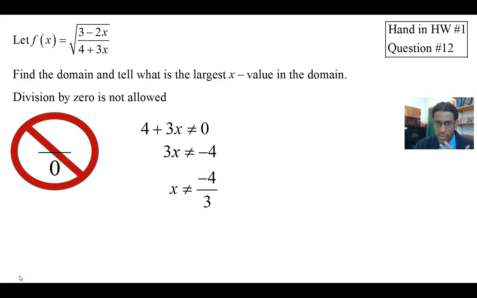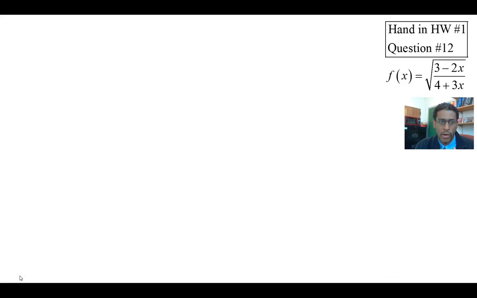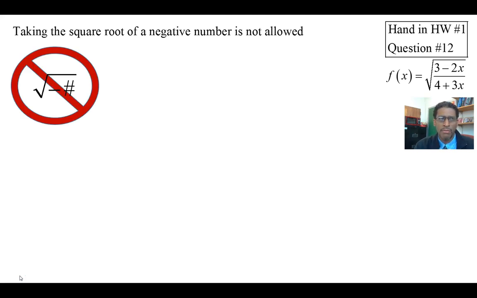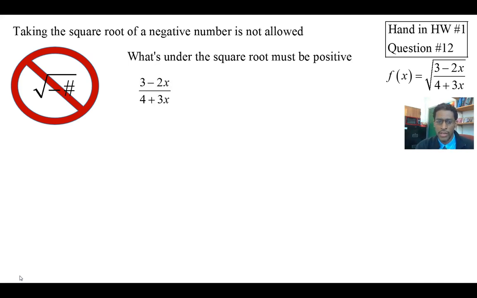The second issue that occurs with this particular problem is the fact that we have a square root. And so with square roots, you're not allowed to take the square root of a negative number. But instead of finding out what makes it negative and throwing that out, kind of like what you did with the division by 0, instead we just make sure that what is underneath the square root is positive or equal to 0. And so this entire function, 3 minus 2x all over 4 plus 3x, must be positive.